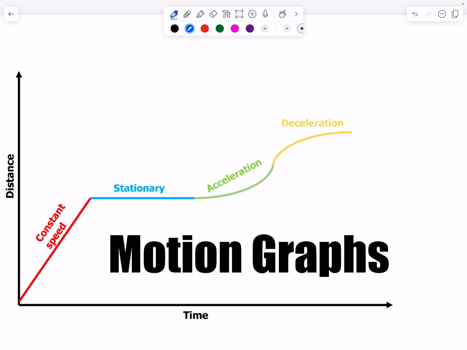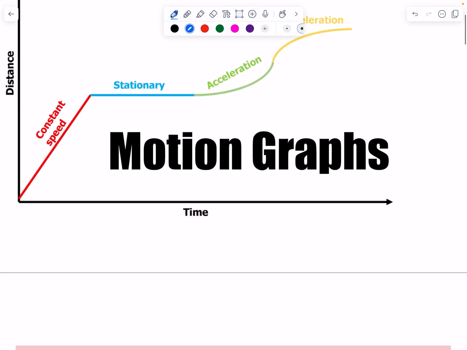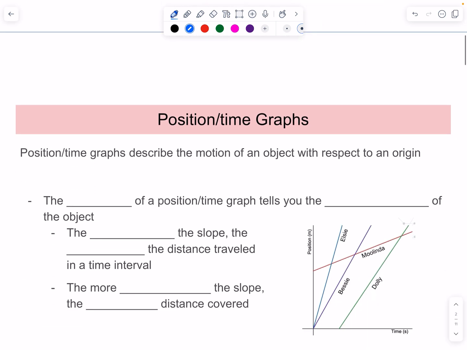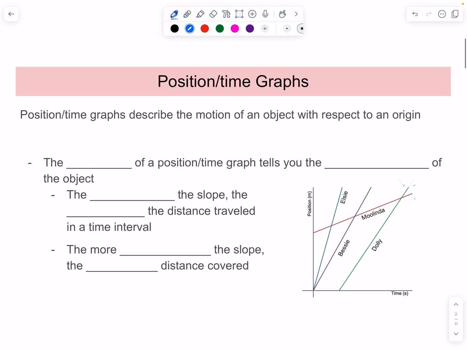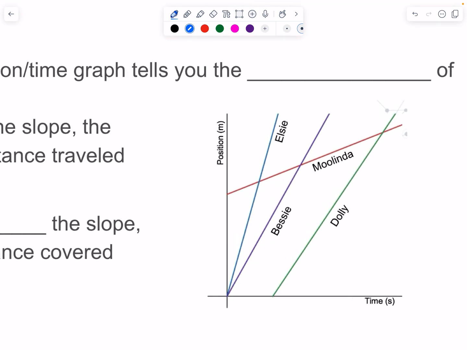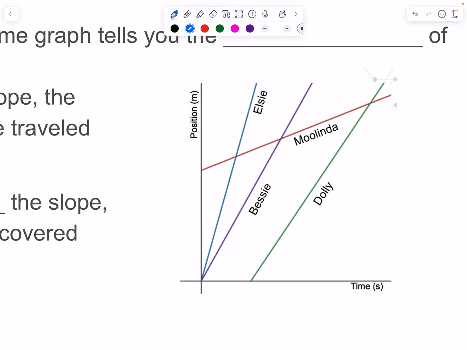All right, in this video we're going to talk motion graphs. There are a couple different kinds of motion graphs. We're going to focus on two of them. The first is a position versus time graph. You can see on this standard graph we have position on our y-axis and we have time on our x-axis.